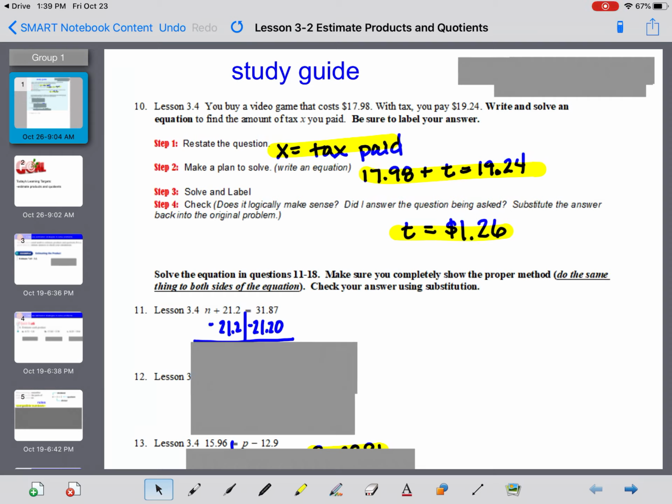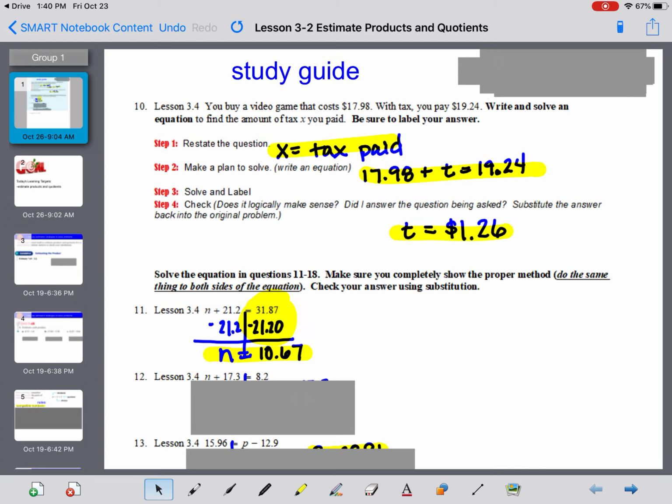When I subtract 21 2/10 from both sides, notice how I lined up the decimal points on the right-hand side here. And then I subtracted. I also put the extra 0 in as a placeholder. And I got 10 67/100.